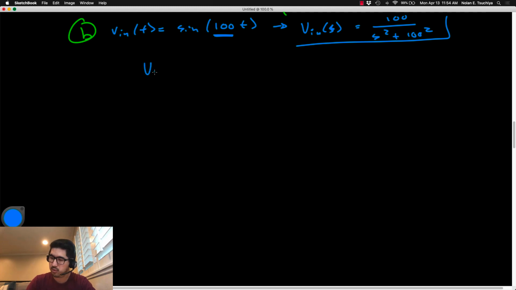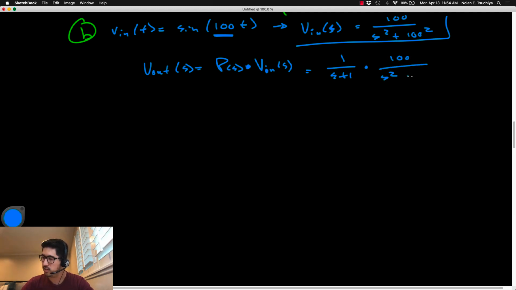The rest of it is to compute V out, and we won't do this whole thing, but the setup for the computation is exactly the same. V in of s times 1 over s plus 1, times this new V in of s, which is 100 over s squared plus 100 squared. We'd have to do again a similar partial fraction decomposition and solve for the coefficients, but we'll skip some of it here because the math is very much the same.